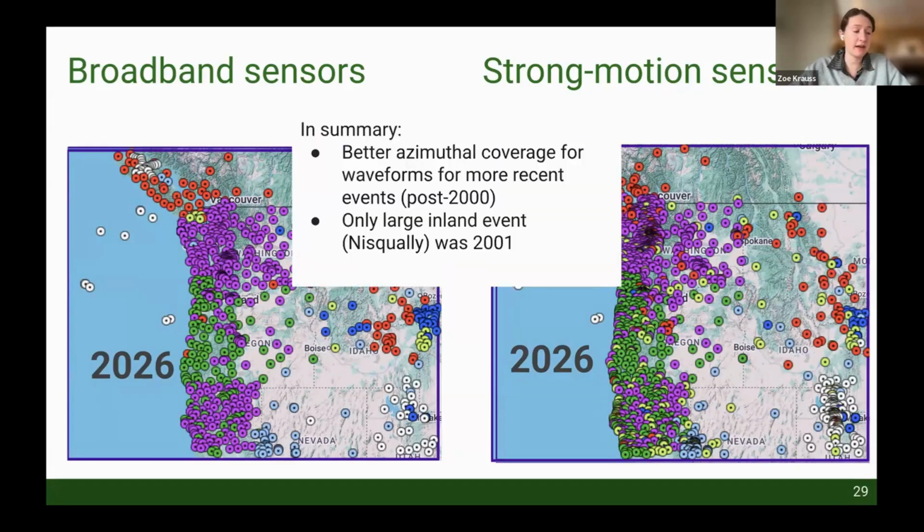But in summary, as takeaways, to validate synthetic seismographs, a good cutoff would be 2000. That's when you're going to get better azimuthal coverage.